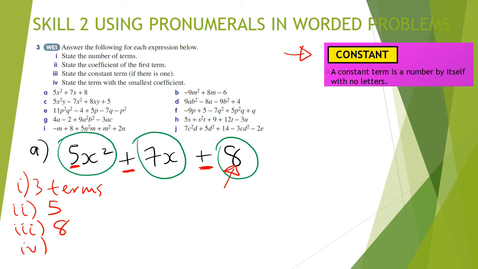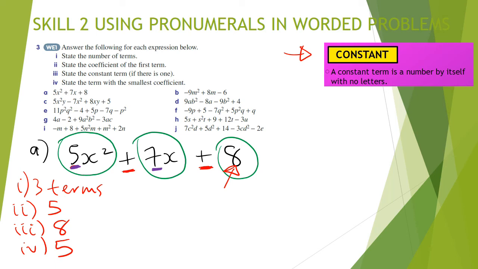And the last part, state the term with the smallest coefficient. We're looking for the smallest number out the front of a letter. The two numbers that we've got out the front of a letter are 7 and 5. So the smallest one would be 5. So 5 is our smallest coefficient. And that would be question A done.